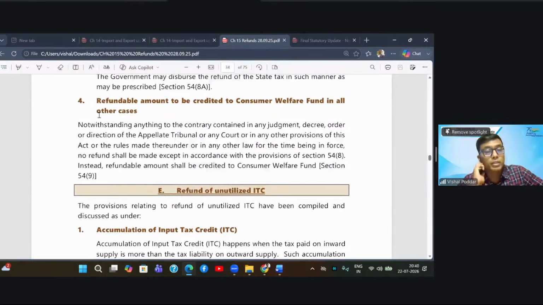Importantly, student, the amount of refund cannot be even retained by the government, because once it is established that this amount is refundable, and if it is not refundable to you because you have passed on the duty burden, the government also cannot keep the amount because it will be again unjust enrichment in the hands of government. So in such cases, just as you cannot get the refund, the government also cannot keep the refund. So it has to be transferred to the consumer welfare fund.